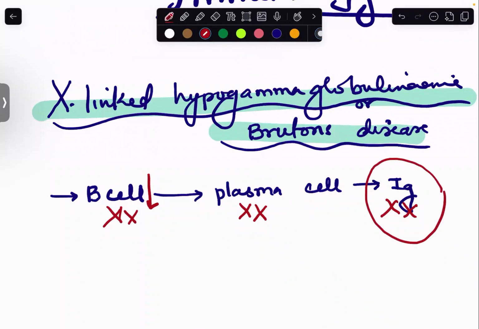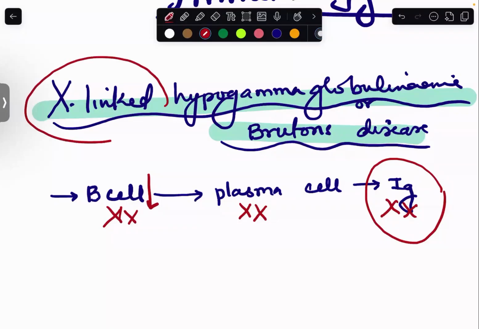Hypogammaglobulinemia means hypoimmunoglobulin. Almost all the immunoglobulins will be low. I'm mentioning all of them because there are certain disorders that we are going to study where only, say, immunoglobulin A will be increased, others will be normal, or M will be decreased, like that. But in X-linked hypogammaglobulinemia or Bruton's disease, all the immunoglobulins will be low.